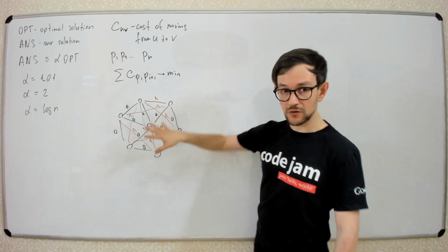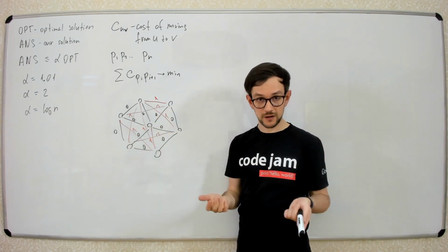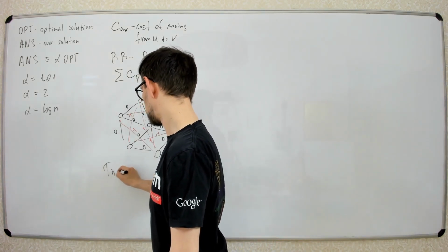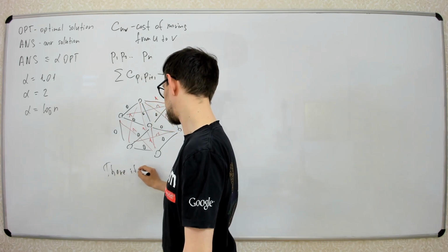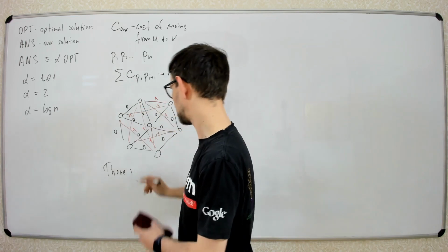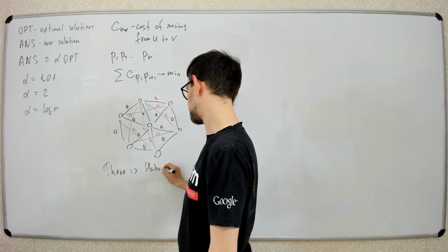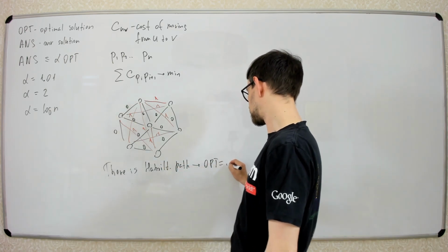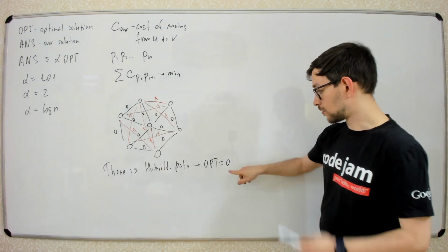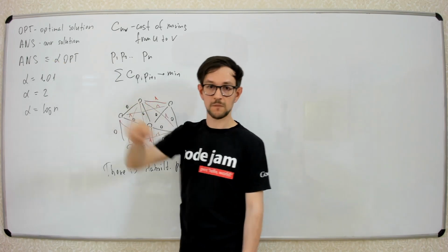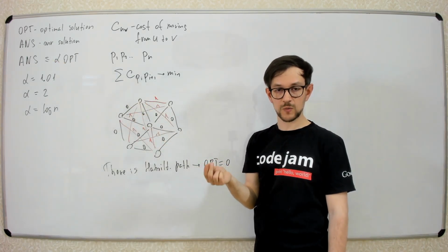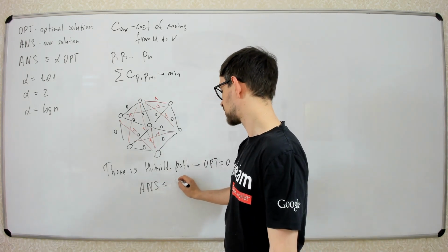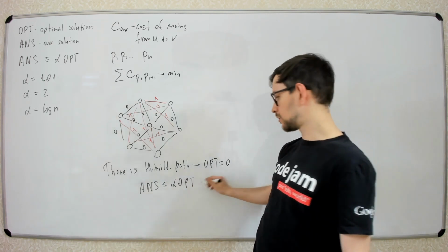Now, if in this graph there is a Hamiltonian path, then the optimal solution is 0. When opt is 0, then any approximate solution must return a solution with value equal to 0, right? If opt equals 0, then your answer must be not greater than alpha times opt. And since opt is 0, it must be 0.